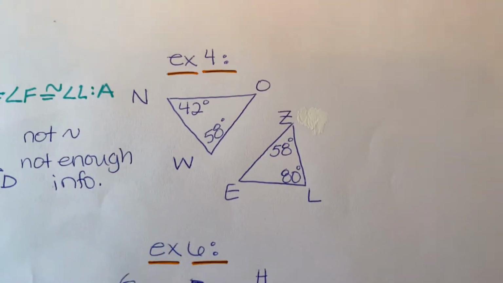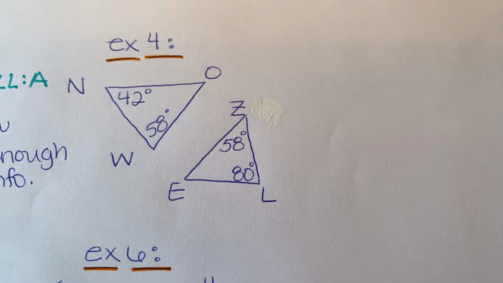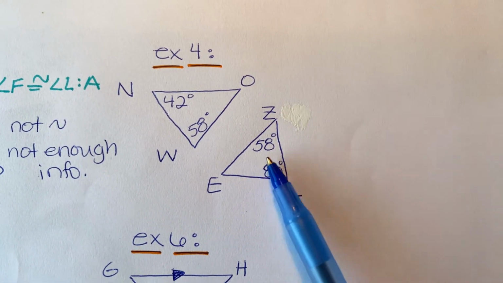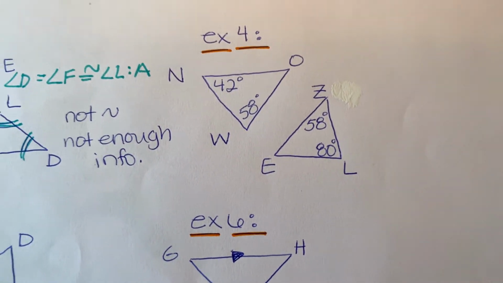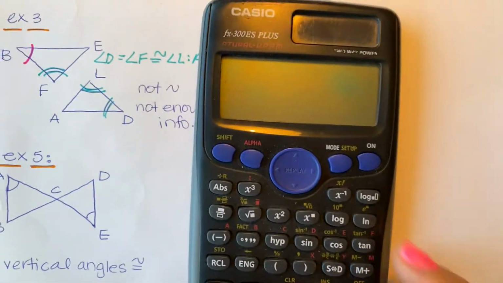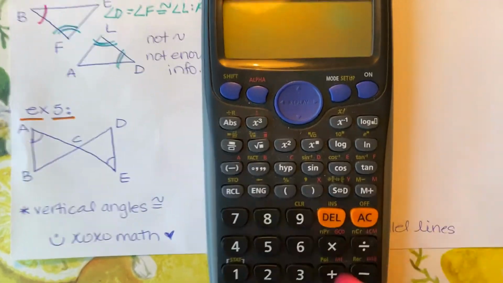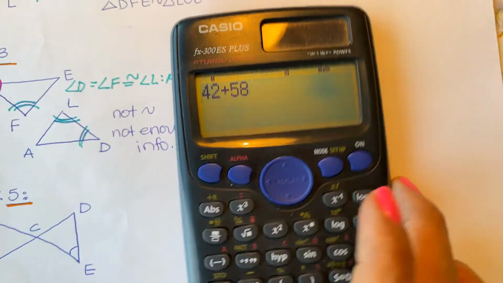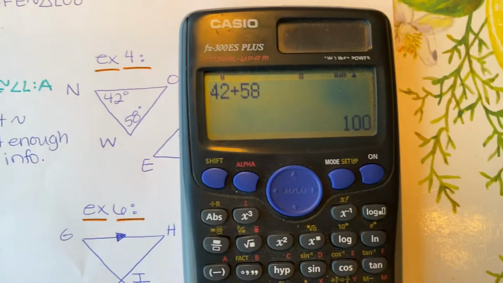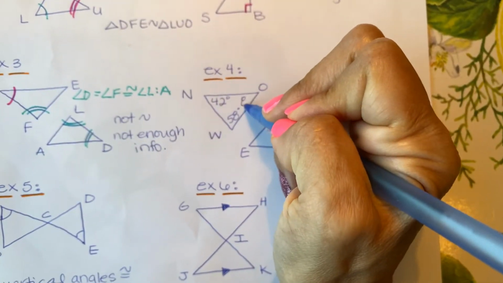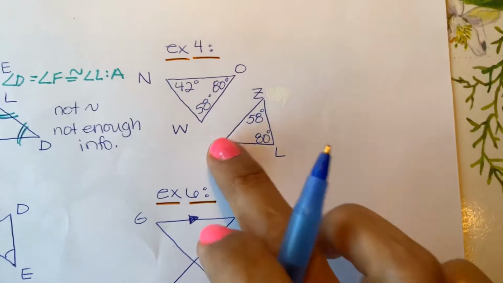Example four. Now we have degree numbers. So we need to complete the triangles and use the triangle sum theorem to find the 180. We have 42 and 58. We're talking about this one first. 42 plus 58 equals 100. What's 180 minus 100? 80. So this third angle is 80 degrees. Let's finish out that one then.